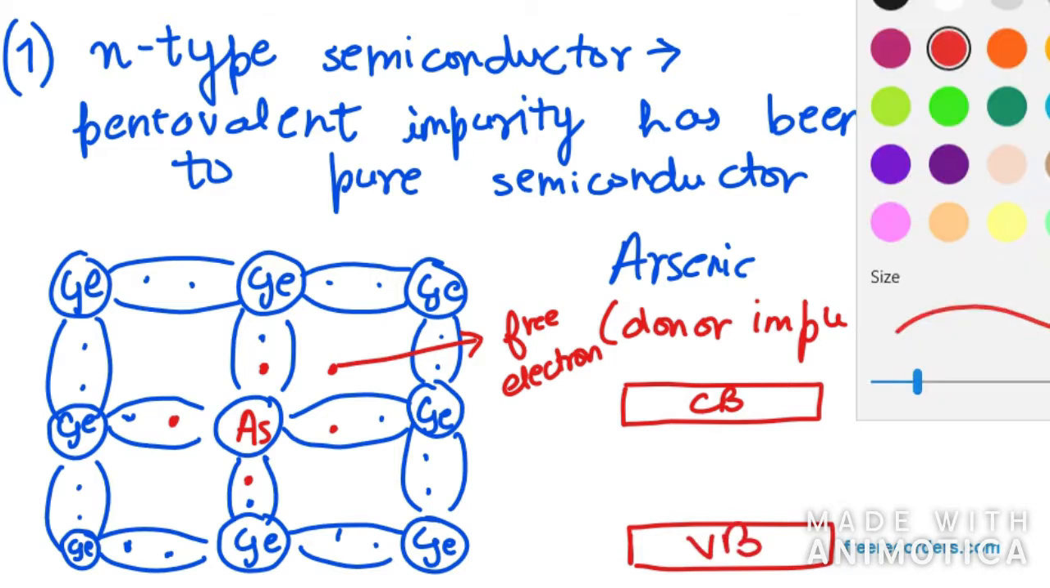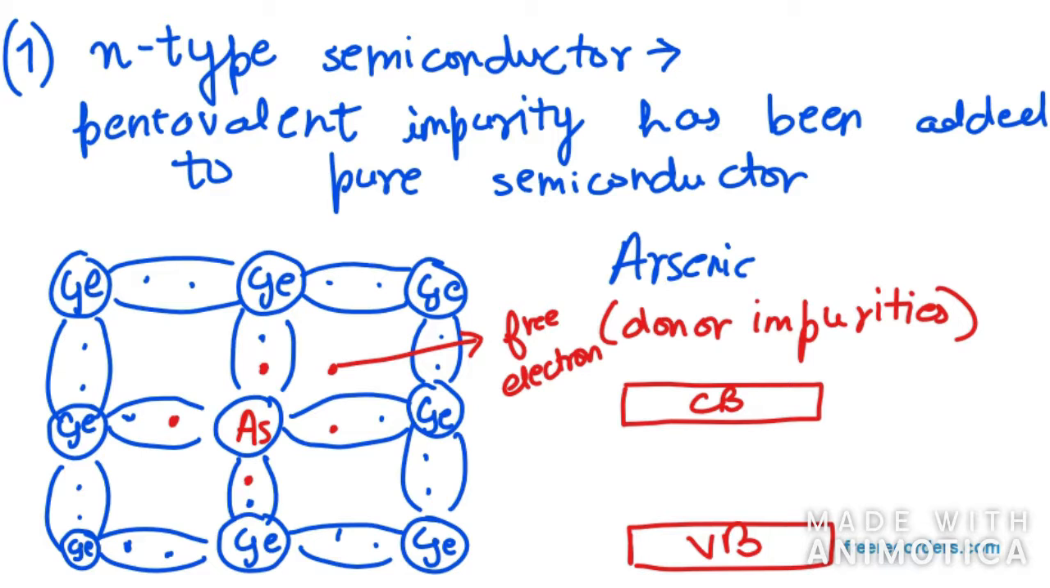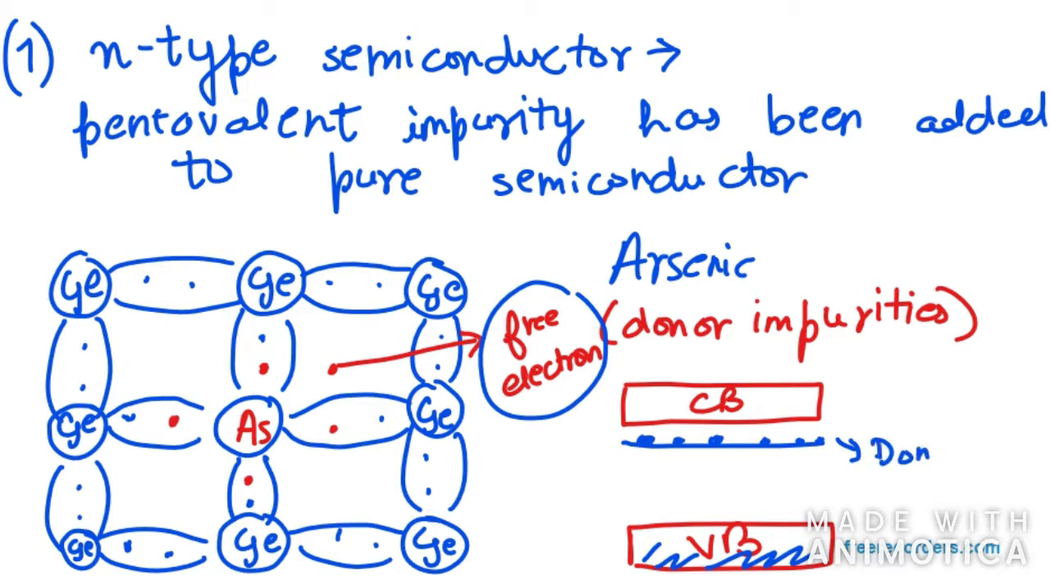Now we have a free electron. So if we have a free electron, that means it must be here near the conduction band because it is a donor energy level. Now electrons are almost here near the conduction band. So as you can see, this is my donor energy level, and the difference between the conduction band and the donor energy level is now reduced so much that electrons can move easily from the donor energy level to the conduction band.